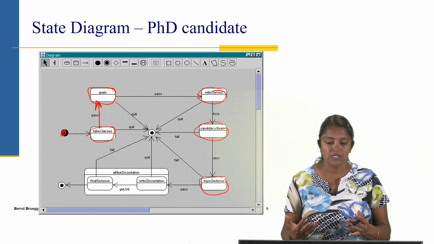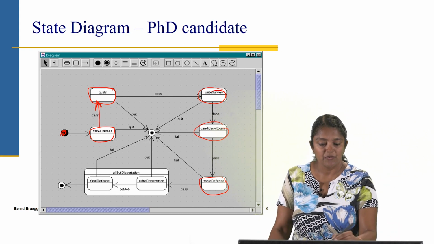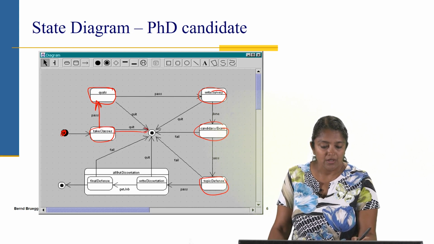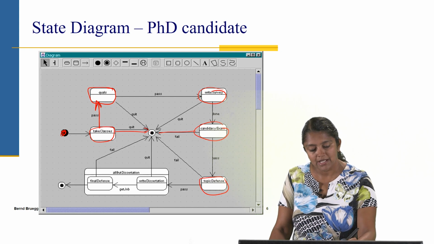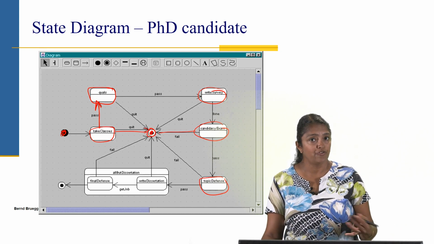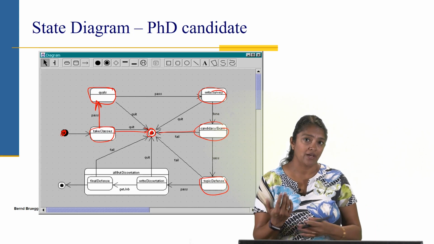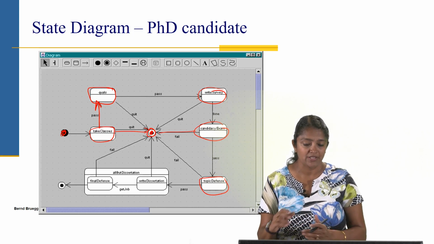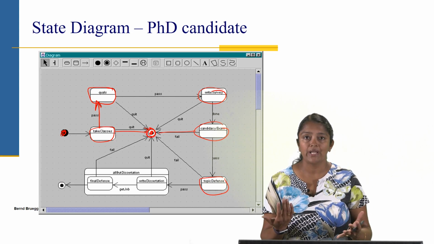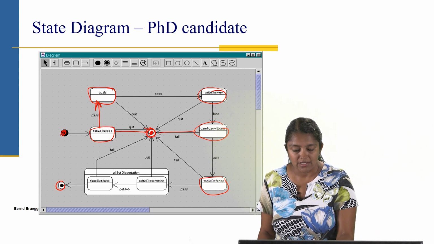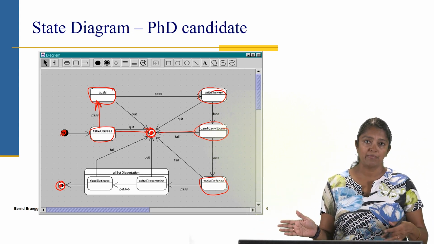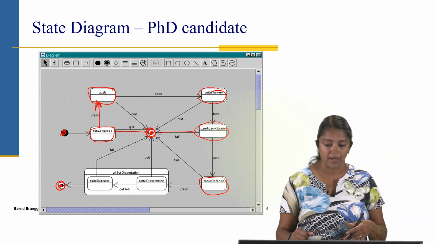So as you can see, from any of these states, if either the student decides to quit or if the student fails, then they get into this final state. Now there could be two final states, and that's also okay in state diagrams. There could be multiple final states. So there's a final state here which is a result of quitting or failure, or there is a final state here which is a result of successfully passing and completing the program.